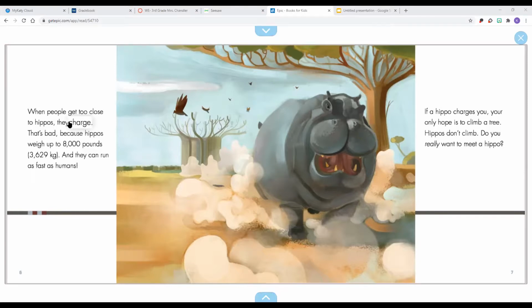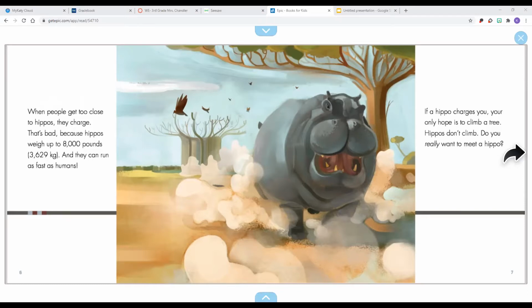So I'm going to again write exactly what I'm seeing in the book for my supporting details. So whenever you're looking at supporting details in a book, they're coming directly from the book. Get too close. They charge. And then they weigh 8,000 pounds, because that's a lot. That's a lot of pounds.